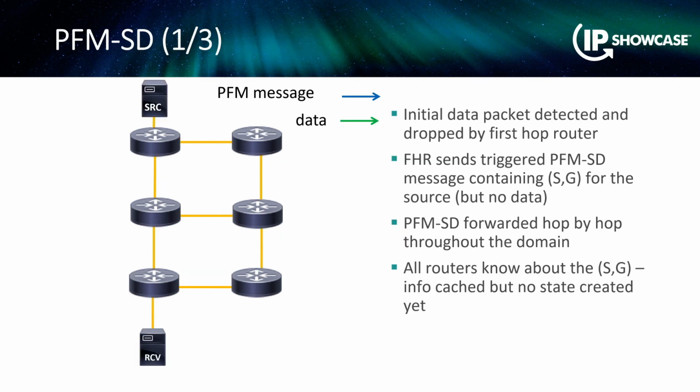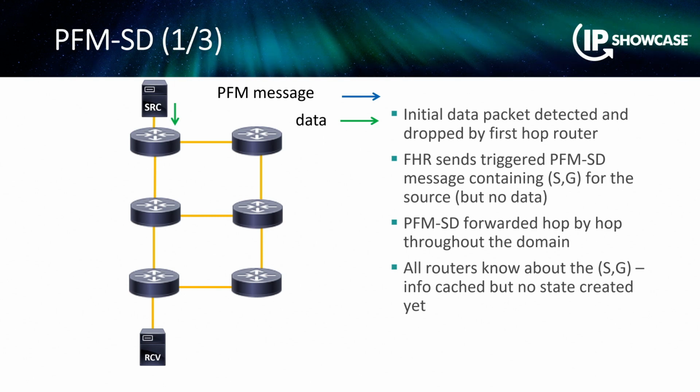Now, in terms of source discovery, source discovery messages are a specific TLV message that we use as part of PIM flood mechanism. So what happens is when this source sends traffic, the initial data packet is actually detected and dropped by that first hop router. So we don't get that first data packet when it first starts sending flows. The first hop router is going to send a triggered PIM flood mechanism source discovery message out that contains the SG information, but no actual multicast payload data, towards the entire network. So everyone who's part of that PFMSD domain is going to receive this message so that it knows where that S and where that G are without having to do any rendezvous point or anything like that.